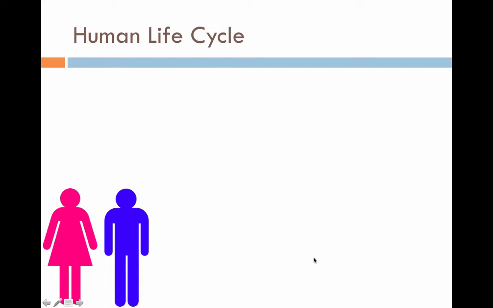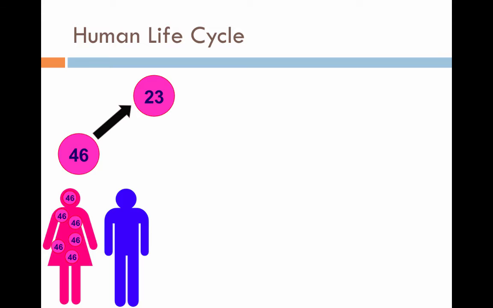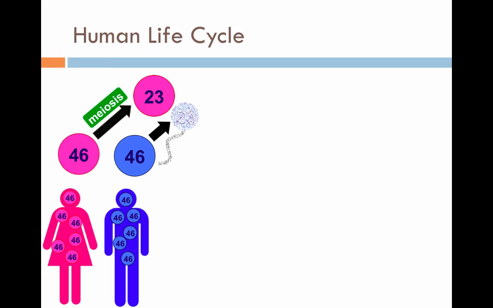Here's the life cycle that I spent hours making so you would better appreciate this little animation. Females have identical cells throughout their body. We have 46 chromosomes in every single one of our cells. If you take one of the cells from a woman's ovary, it will go through meiosis to create an egg cell. Males have the exact same thing. Every single cell in their body has 46 chromosomes. They're all identical to each other. If you take a cell from the testes, it will go through meiosis to produce a sperm cell.